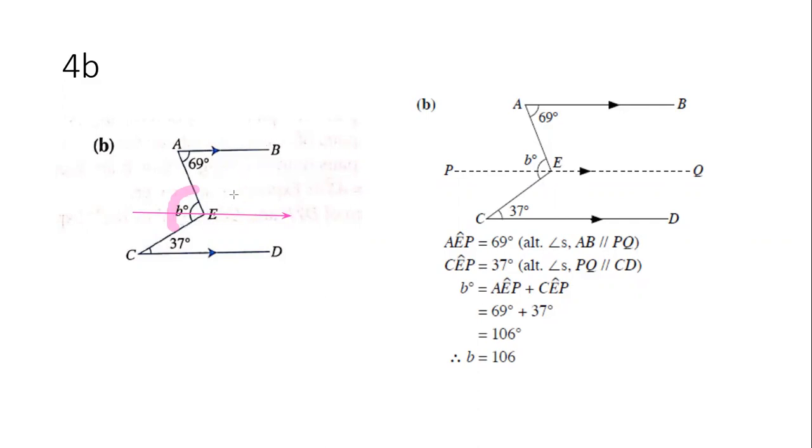So I would consider these as parallel lines. We know that this part is equal to this part because these two angles are alternate angles. This part here, let me change the color first. Okay, here is actually an alternate angle to this, so we say b is equal to this plus this, which is 69 plus 37, and b is 106.